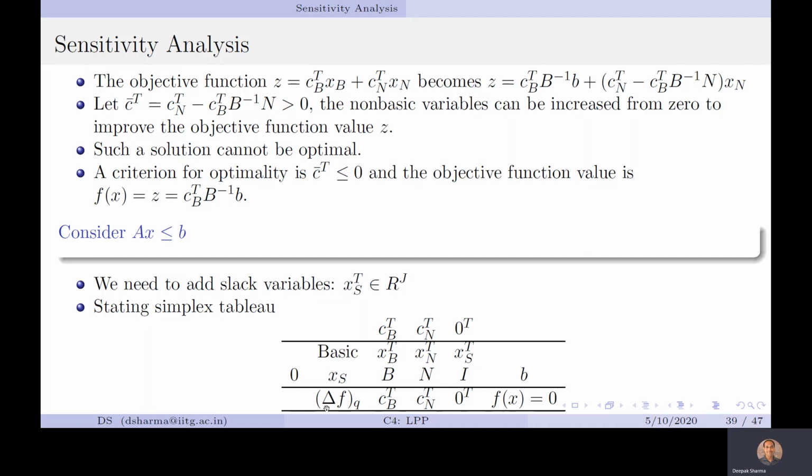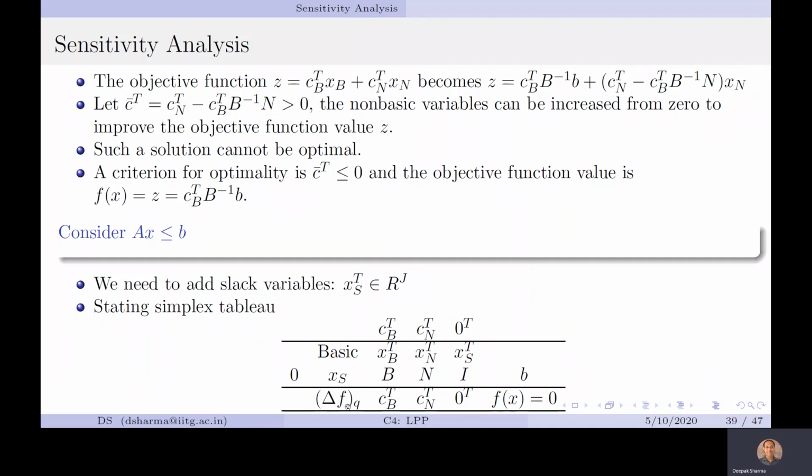Now if we are going to find the delta FQ value, before that, let us discuss the third row. We know that B represents the columns corresponding to the basic variables, similarly N for non-basic, and I is the identity matrix. So this is what we call the row echelon form. In this particular case, we have the right hand side as b.